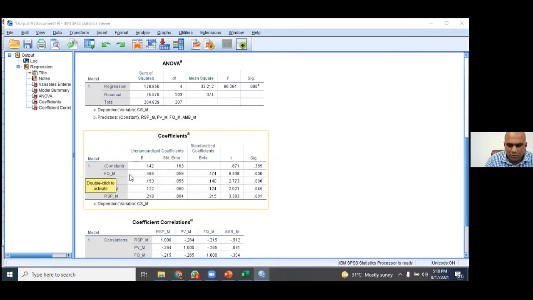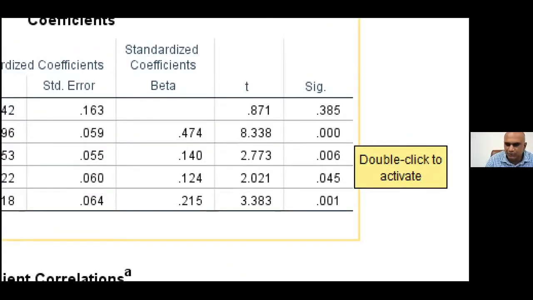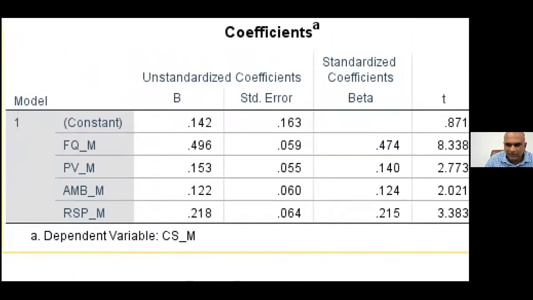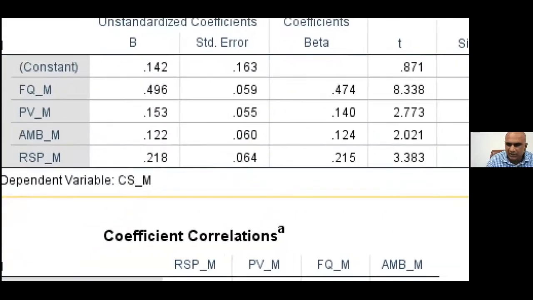So we know food quality has a significant relationship with customer satisfaction. Perceived value has a significant relationship with customer satisfaction. Likewise, ambience and likewise responsiveness. All these variables load significantly. Why? Because these significance values are less than 0.05. We never really focus on the constant. We always focus on these values.